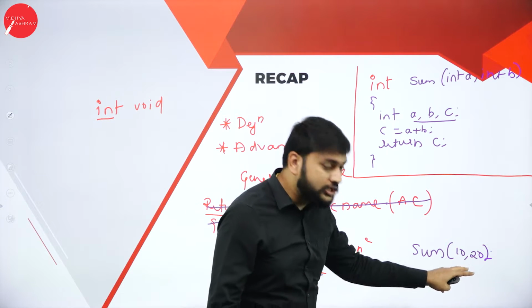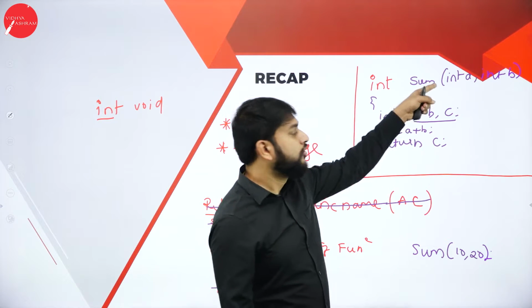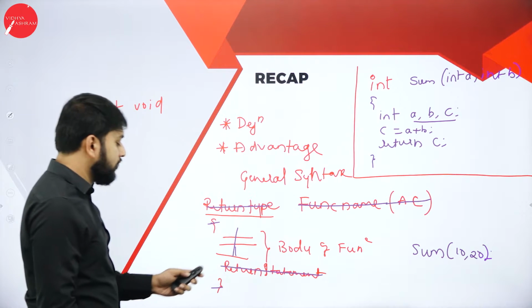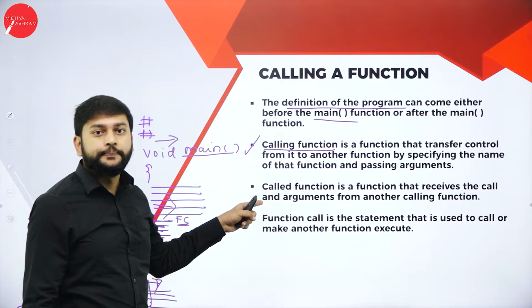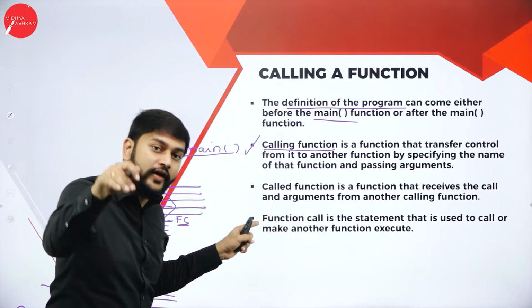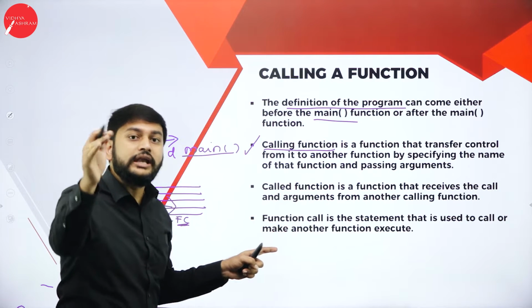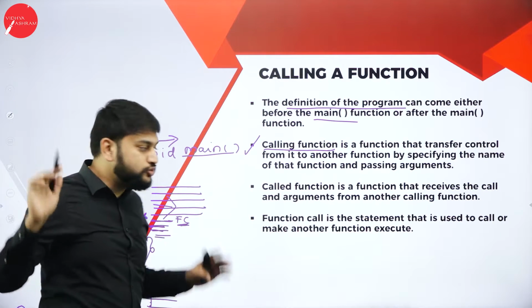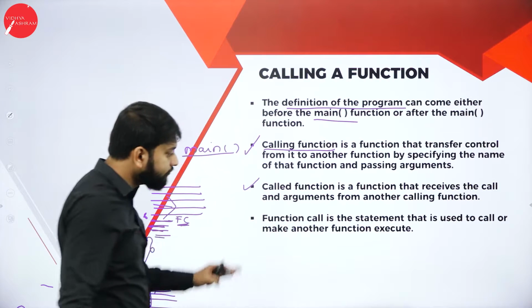So the values come from the function call to the function. That is what you have to remember at this point. From where are you getting the value? From the function call, you're getting the value to the function. That is what you need to remember.